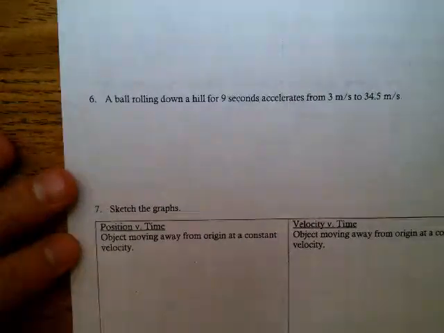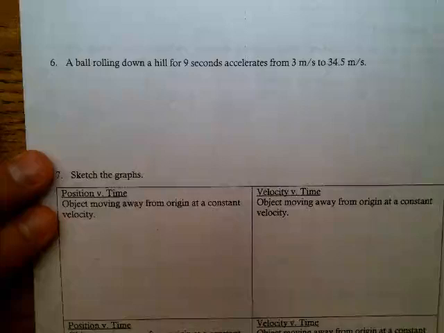A couple more calculations that we'll do quickly, and then we will get onto the graphs. Let me do number 6. I think number 5 is hanging off the edge of the page. So number 6 is a ball rolling down a hill for 9 seconds, accelerates from 3 meters a second to 34.5 meters a second, and it does all that, of course, in 9 seconds.